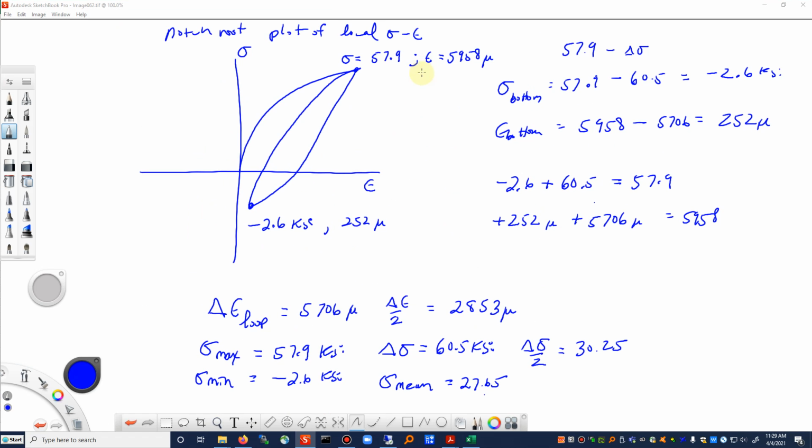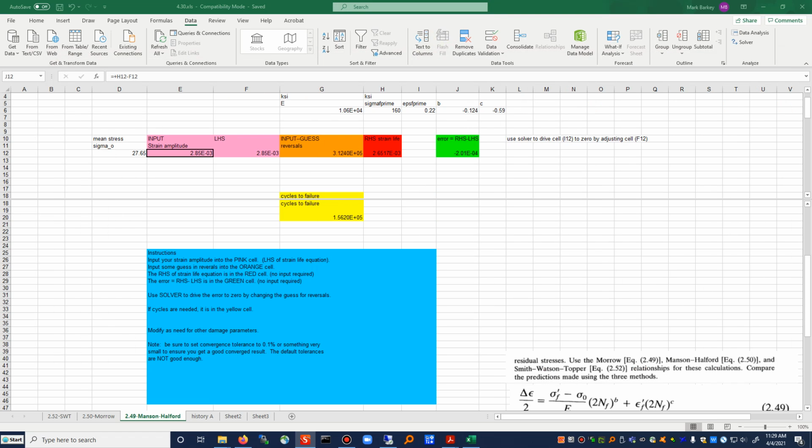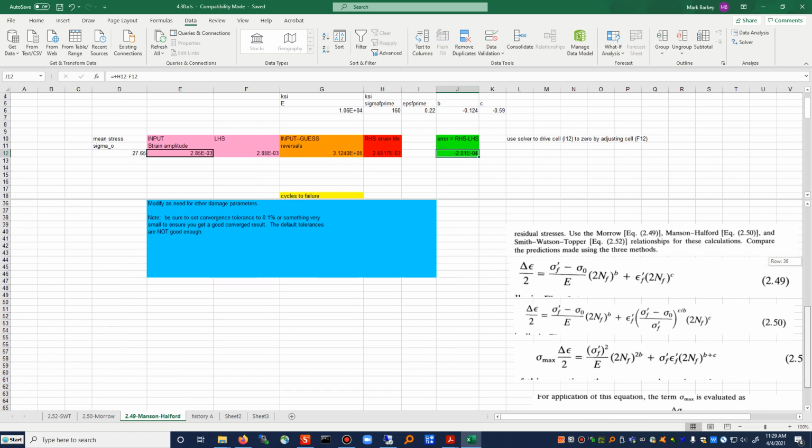And if we go back to here, so the mean was 27.65 KSI. 27.65 for the Manson-Halford. All right, let's check our Manson-Halford equation. I have them written here. This is 2.49. So here is my input.